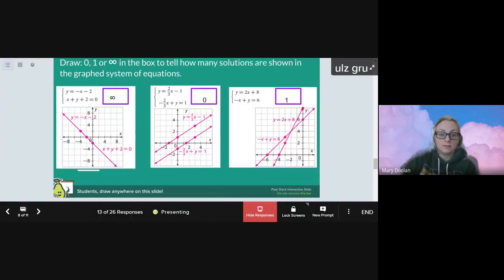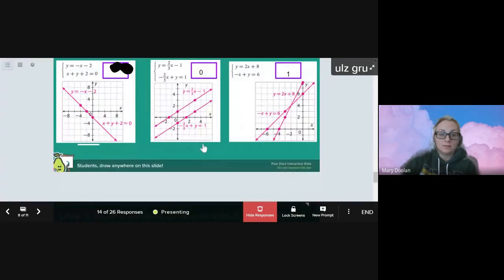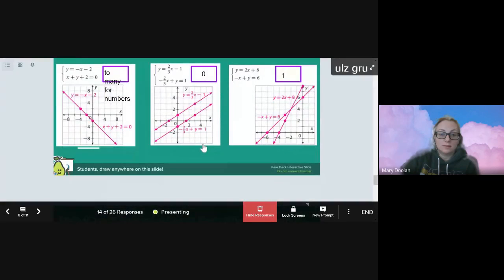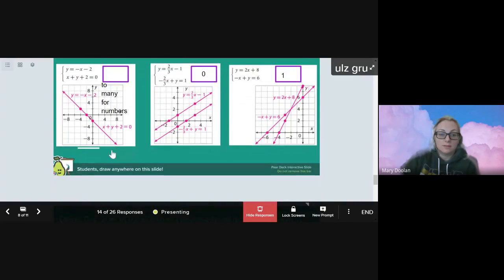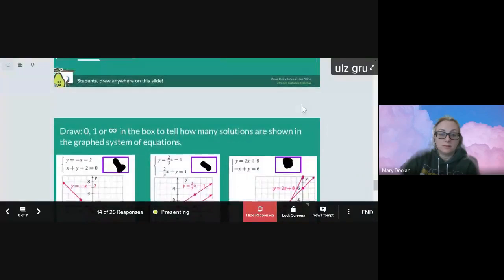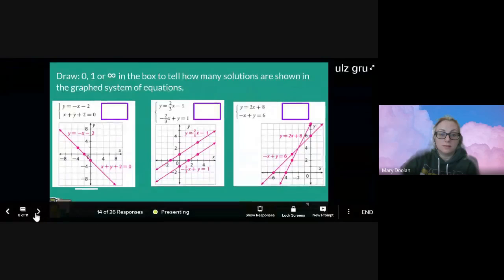Infinity, 0, 1. Great. Awesome. Too many for numbers. So that's when we use the infinity symbol, because there are too many to even express it. Okay, let's move on.